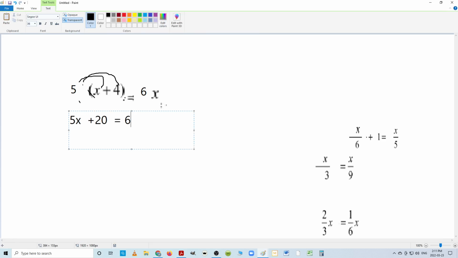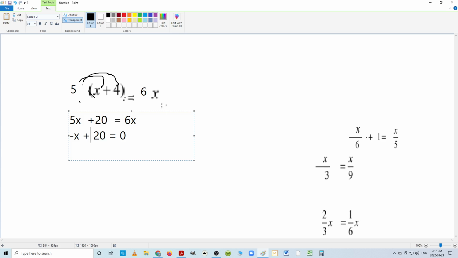is equal to 6x. And in this case, I've got to get all my x's to the same side, so I'm going to subtract 6x from both sides. And over here becomes 0. And 5x minus 6x here becomes minus x.